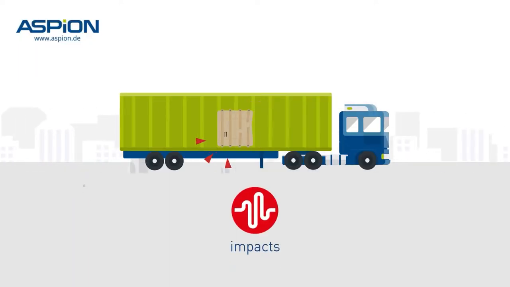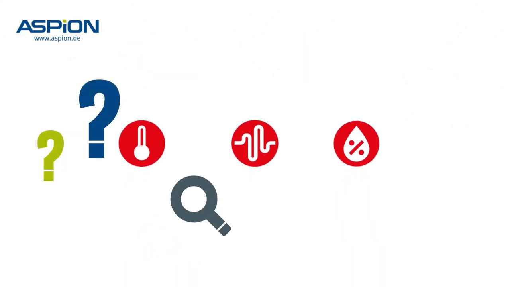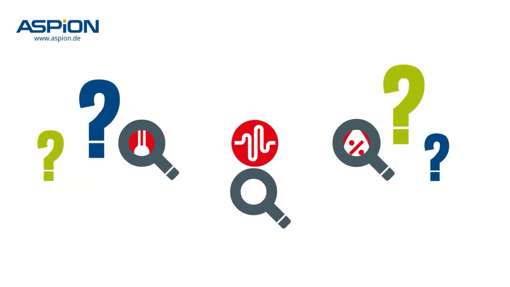Impacts are not the only cause for transport damage. Temperature and humidity changes can also massively damage your products. How can you best detect these influences during transport?